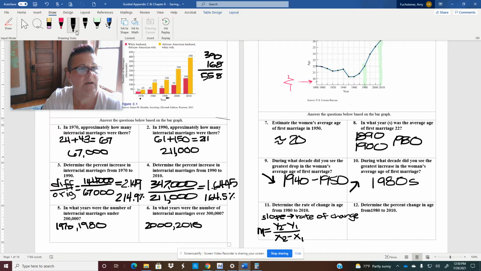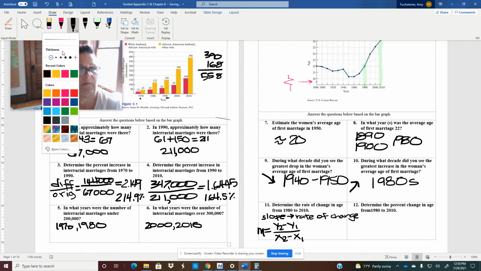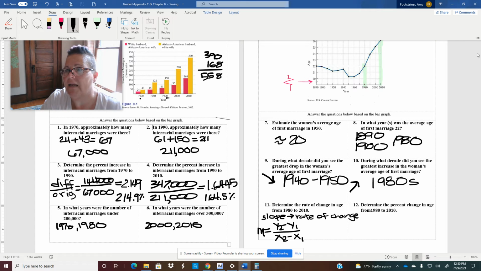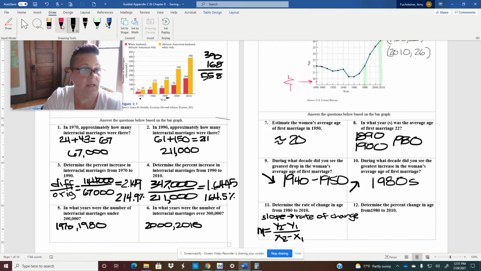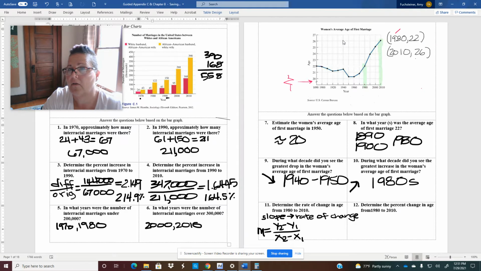So what we're going to do here is I'm going to go a little thinner. I'm going to think of these like points. I'm going to do 1980, and that was 22. And then I'm going to think of 2010 as 26. Then what I have is my x1, y1, and my x2, y2.